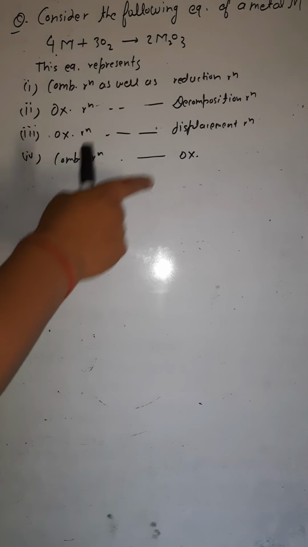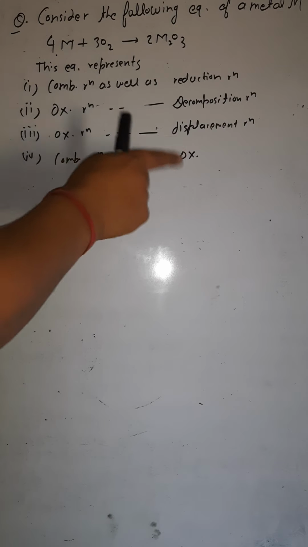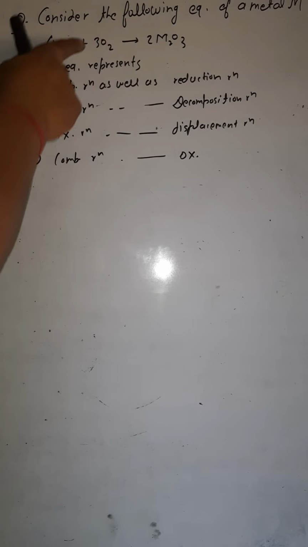Fourth option, if you see, that could be the correct one. Look here, combination reaction as well as oxidation reaction. Yes, it is an example of combination reaction because two things are combining together to form a single compound. At the same time, it is an oxidation reaction also. Look here, oxidation of this metal M is taking place. The oxygen is being added to M, so making M2O3. So this is the example of oxidation, as well as of combination reaction. So option number 4 would be the correct one. Okay, so this is how you would do questions like that.